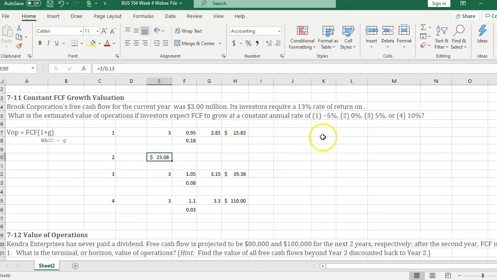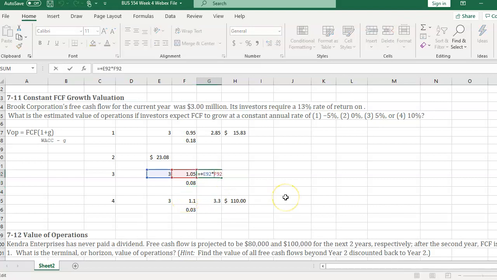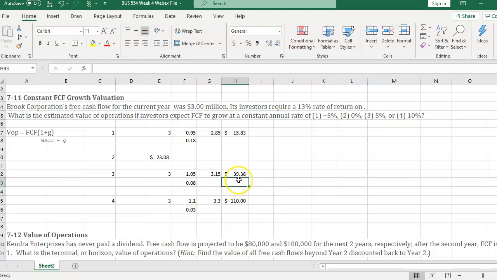For the second one, the growth rate was 0, so it's really easy. All I have to do with this one is take the $3 million and divide it by the WACC of 13 because there's no growth. Then the third one, the growth was 5% as a positive. So now I'm taking 3 million times 1.05. Then I take 0.13, I subtract 0.05, and then I just do the math here. Then I take the 3.15 divided by the 0.08, and I get 39.38.